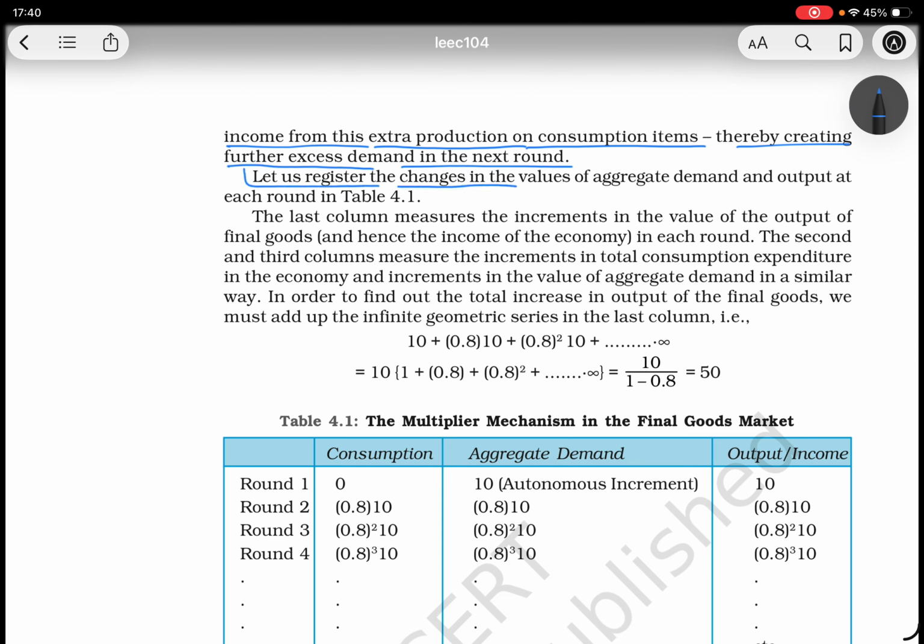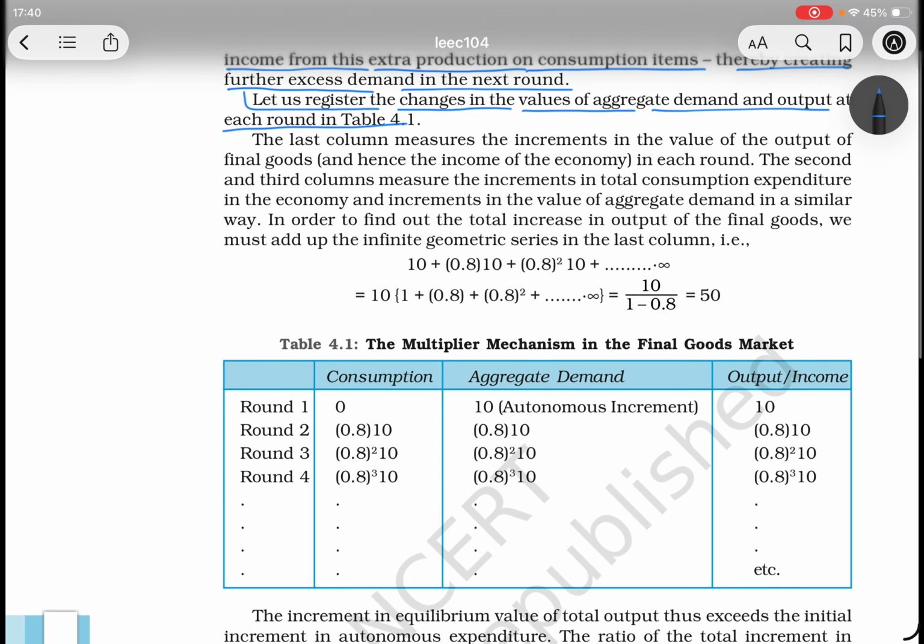Let us register the change in the value of aggregate demand and output at each round in Table 4.1. The last column measures the increments in the value of the output of final goods, and hence the income of the economy in each round. The second and third columns measure the increments in total consumption expenditure in the economy and increments in the value of aggregate demand in a similar way.